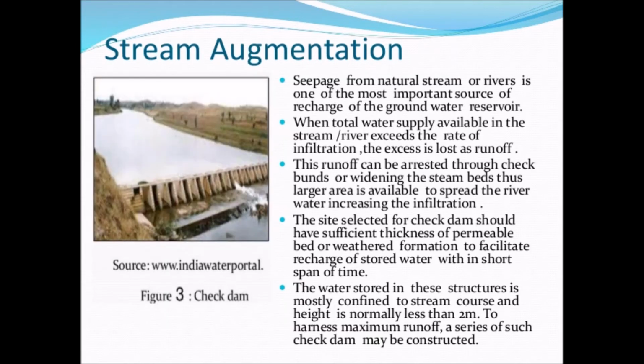Okay, the next method is stream augmentation. It is simply like providing a check dam at the nearest available runoff area. To simplify the topic, if there is a natural stream around your surroundings, obviously there will be some seepage from this natural stream to the nearest groundwater aquifer, right? So when the rate of infiltration is high, the excess water will be lost as runoff. To avoid such runoff losses, we simply construct a barricade over those runoff areas, right?